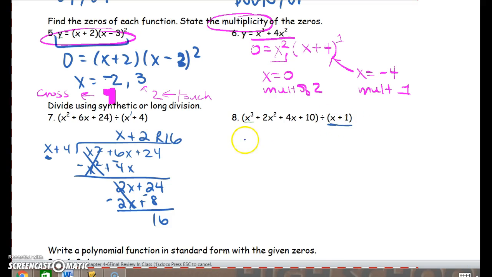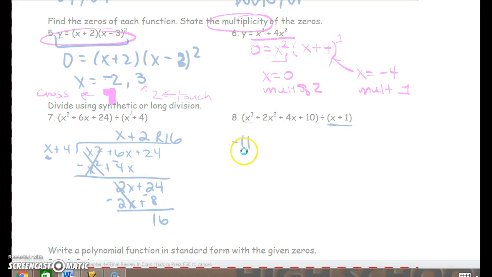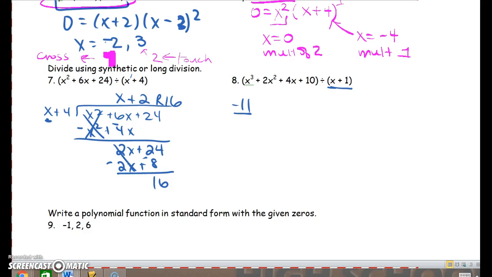Okay, so synthetic division over here on the right for number 8. Put the negative 1 in the box because that's what the x-intercept would be. And then line up your coefficients. So 1x cubed, 2x squared, 4x, and 10. These are in order of decreasing degree, so we're good there. Just remember that it has to be in standard form.